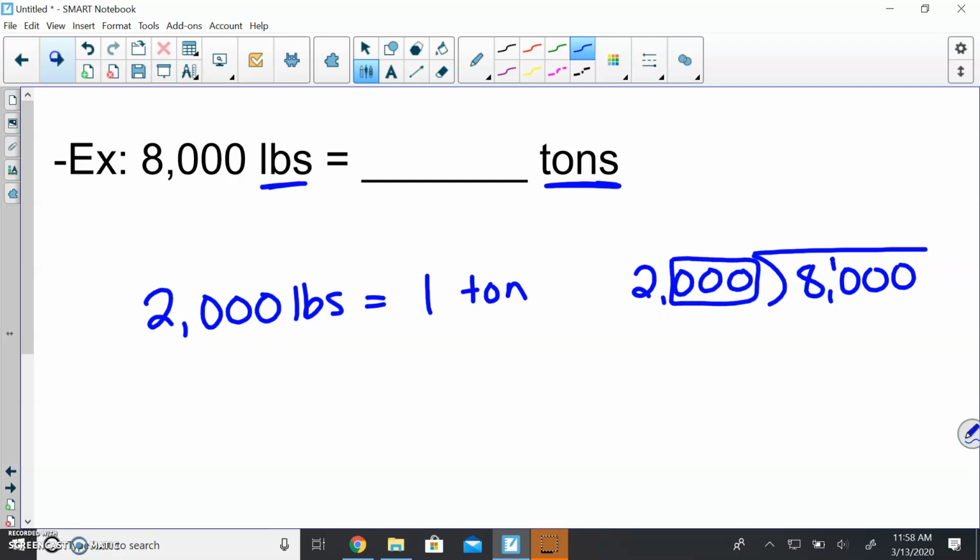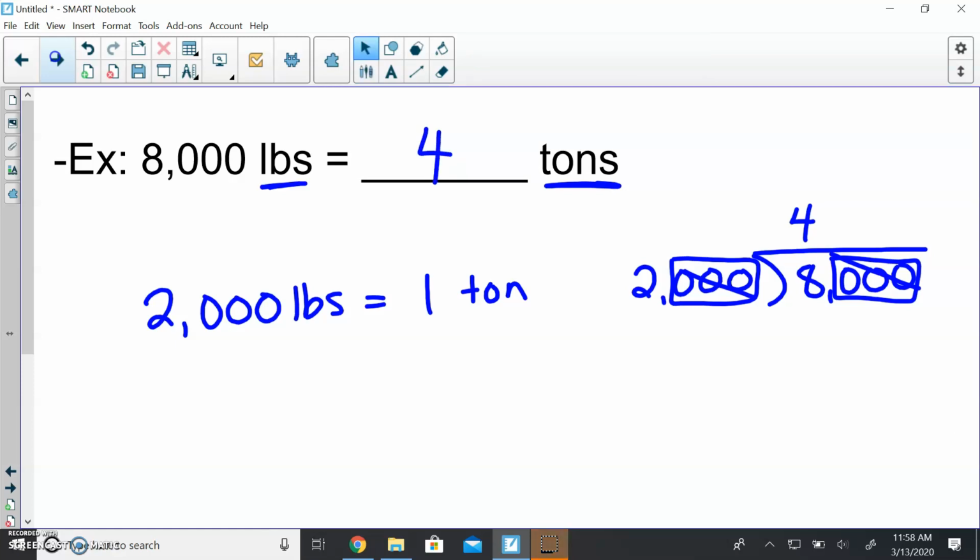Well, we can use our basic facts and see 2 goes into 8 4 times. 2,000 goes into 8,000 4 times. Meaning 8,000 pounds is going to be equivalent to 4 tons. Okay, again, doing our conversion, thinking about the relationship between our units.